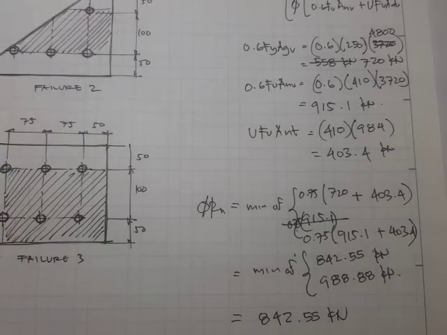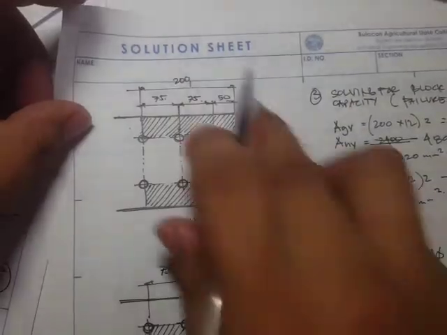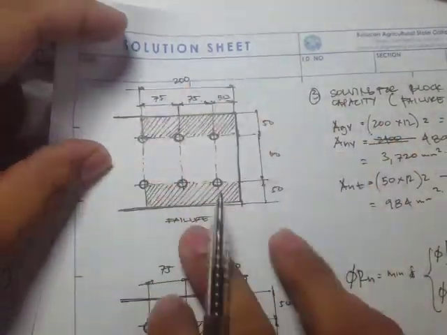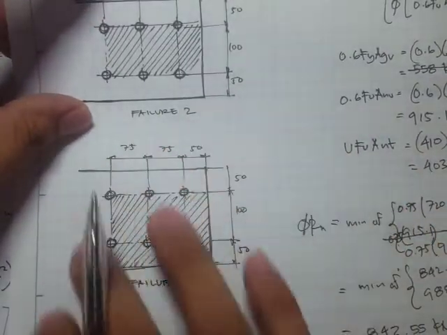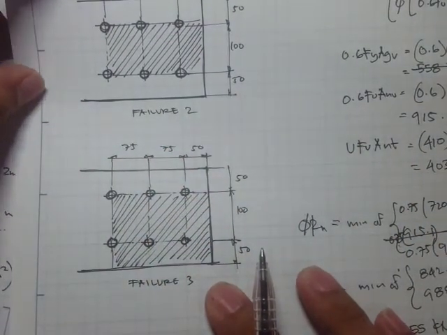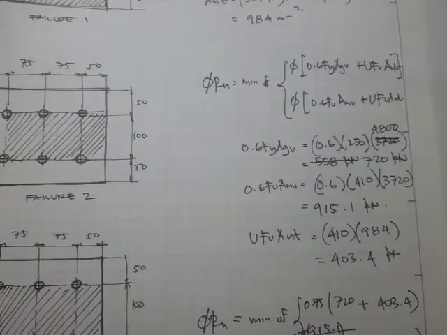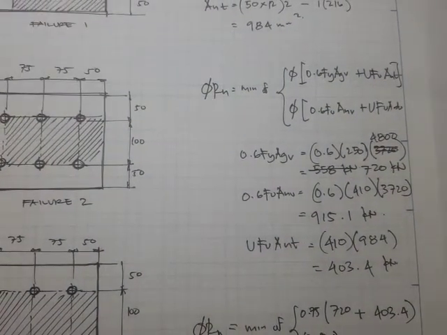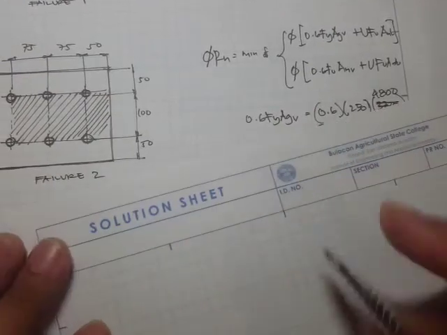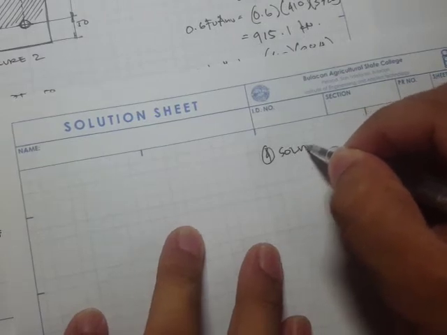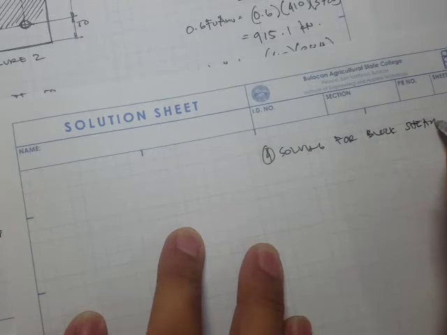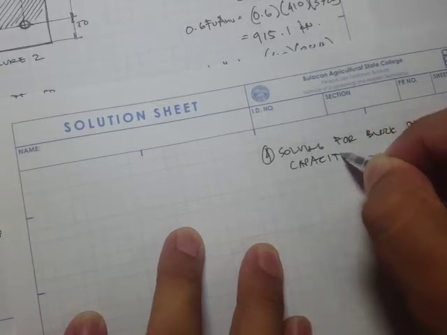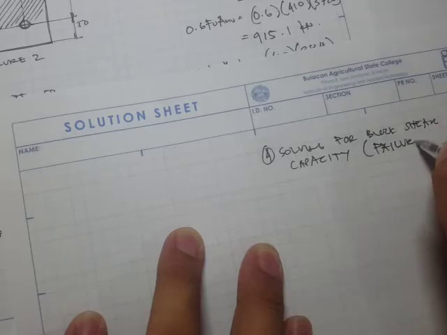Now, of course, that's going to be based on this block shear mode of failure. And for another failure that we have to check again, and for the third failure we have to do the checking again. Okay, so for the second one, let's say solving for block shear capacity, that's going to be failure 2.